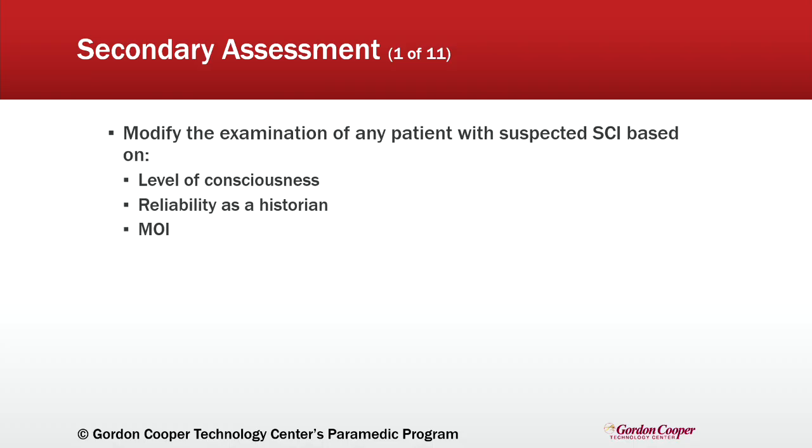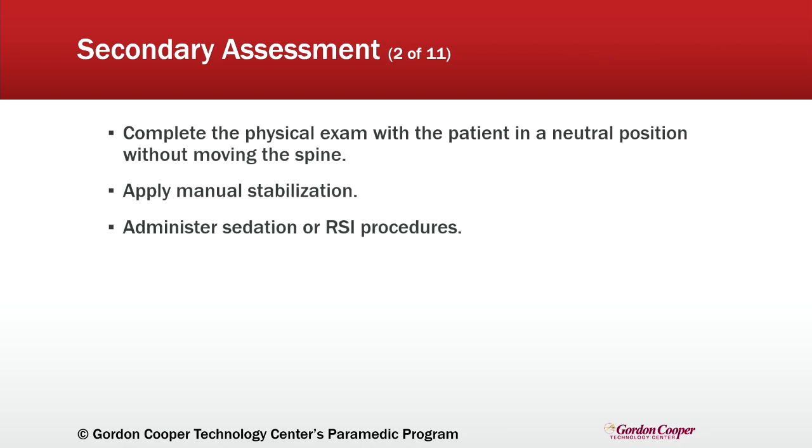And then moving on into the secondary assessment, when we're doing a secondary assessment on a patient with a suspected spinal injury, we're going to have to adjust that physical exam based not only on their level of consciousness and their reliability as a historian, but most importantly, based on the mechanism of injury and where we might suspect to find those injuries. We're going to make some adaptations and adjustments so we don't further injure any potential spinal injuries that they may have.